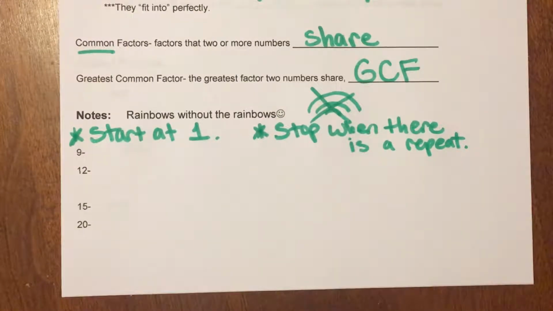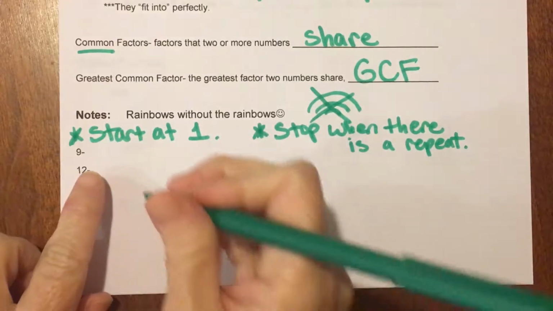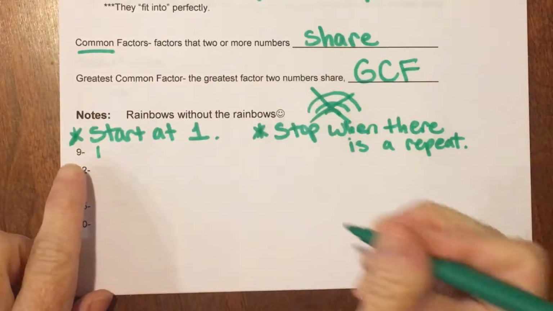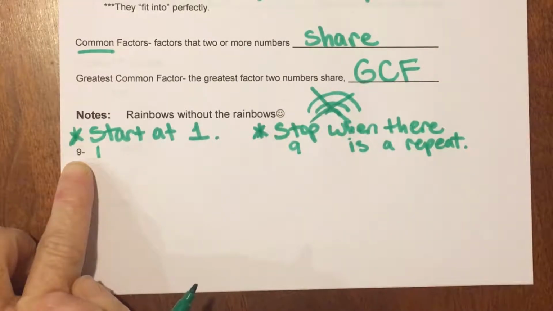Okay, so what does this actually look like? Well, I'm going to find the factors of 9 and I'm going to find the factors of 12. And once I find the factors of both of them, I can see what the greatest common factor is. Okay, so for 9, I'm going to start at 1. So 1 times what will give me 9? 1 times 9 gives me 9.